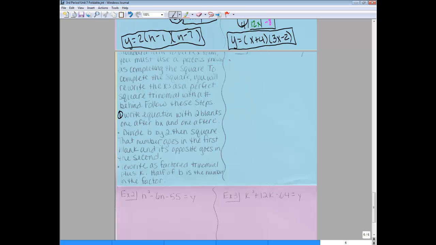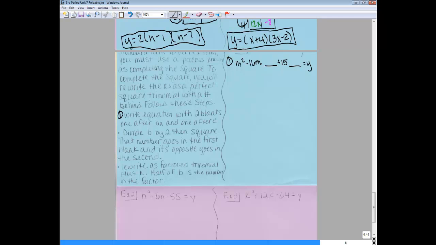So, step 1, you're going to rewrite it, but with the following blanks. You're going to have m squared minus 16m, and then a blank, and then plus 15, and then another blank, and that equals y. So all I did is put these 2 blanks in my equation that you saw up above.